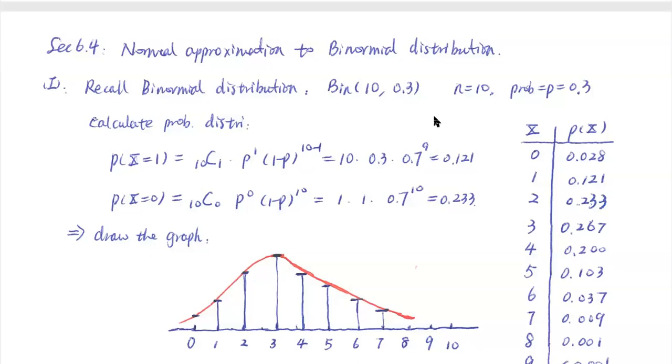Here, in section 6.4, what we are trying to study is the normal approximation to the binomial distribution. So what does that mean? We are trying to study the binomial distribution. We mentioned that previously, right? If you remember binomial distribution, what does that mean?